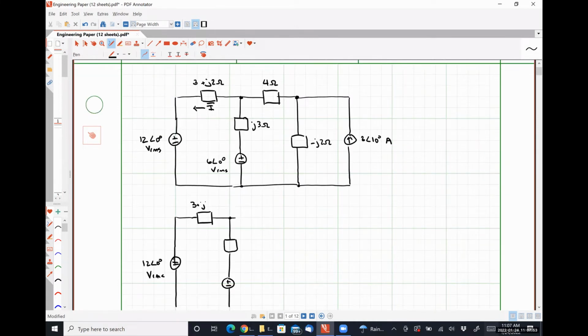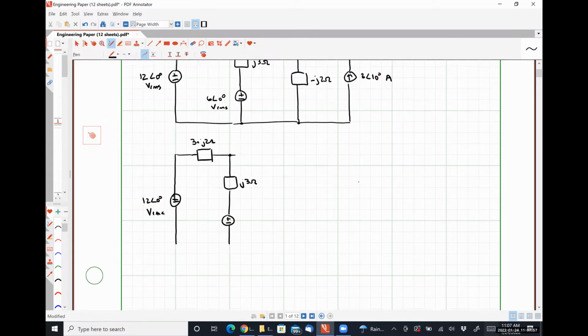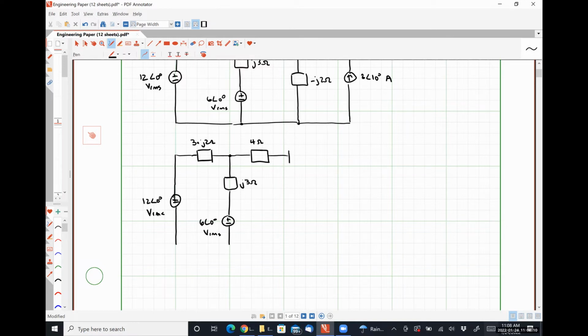3 plus J2 ohms. 3 ohms goes here. 6 angle 0 degrees volts RMS goes here. 4 ohms. J2 ohms. All right.